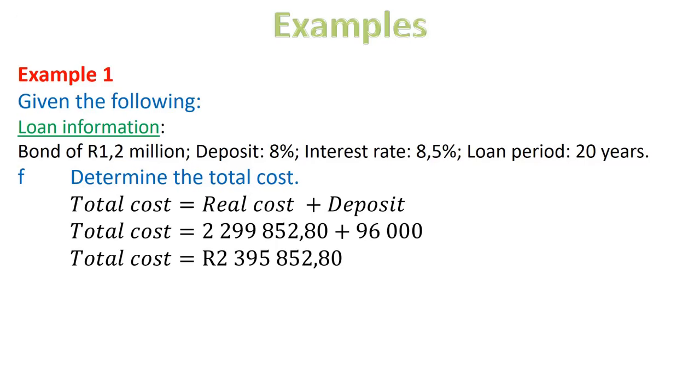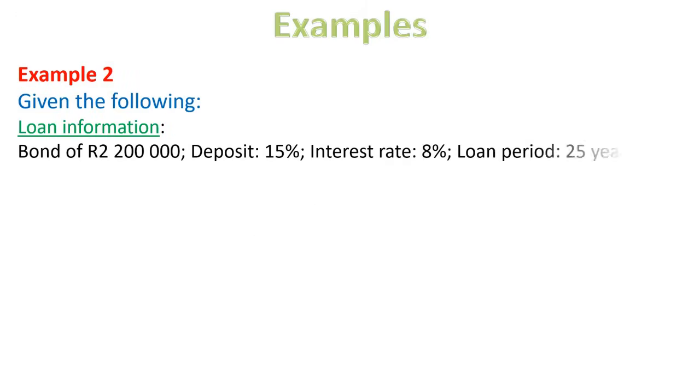Let's look at a second example, example 2, and we are given the following loan information: a bond of 2.2 million, a deposit of 15%, an interest rate of 8%, and a loan period of 25 years. And A, determine the deposit amount.